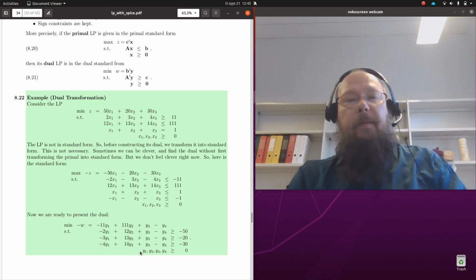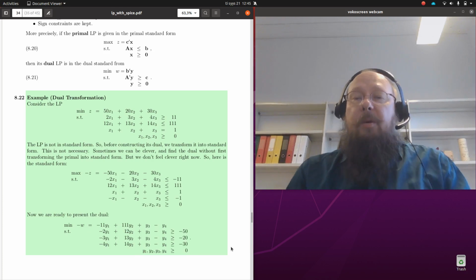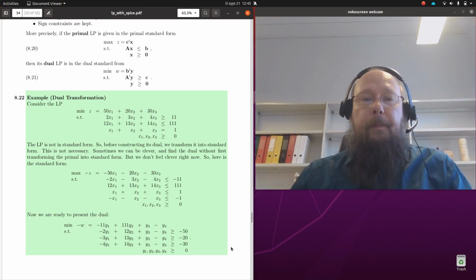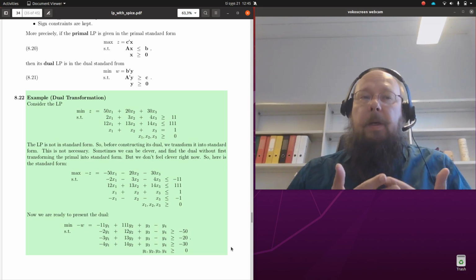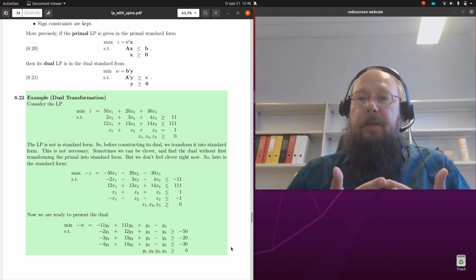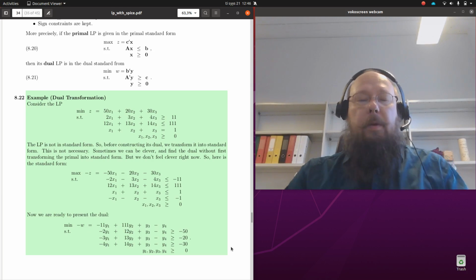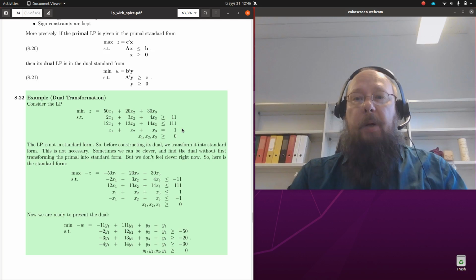And we then have to just remember that there are sign constraints for these variables, or dual variables if you like. So this was an example of how to do the dual transformation. So how do you construct a dual out of the primal?